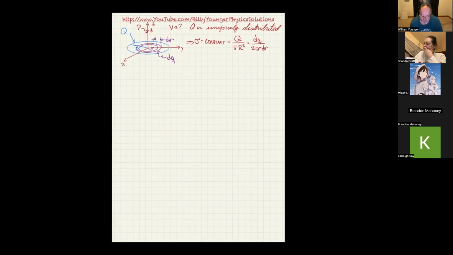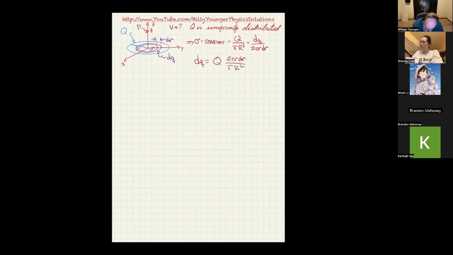Okay, so when I say something's uniformly distributed, that means that it's uniformly distributed over the whole volume or the whole surface or the whole length. In this case, it was essentially a two-dimensional object, a thin disk. Therefore, the obvious choice is over the area. So I made sigma do that, and that tells me that dq is in fact equal to big Q times 2 pi r dr over pi r squared.